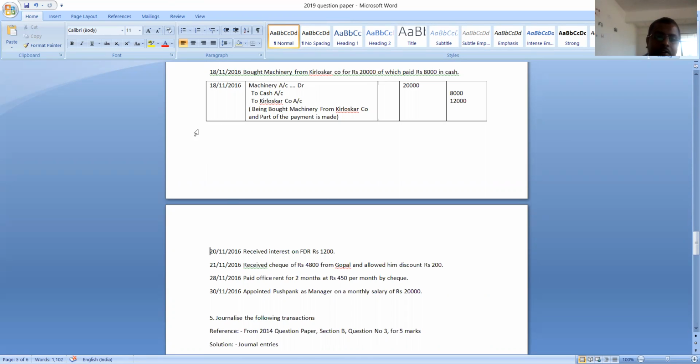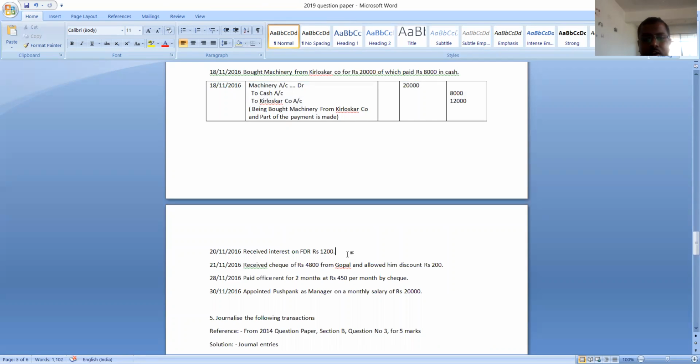One more very important thing is that you must be aware of how to enter the transactions in the book of journal. We have completed transactions till 18th of November 2016, that is, bought machinery from Kirloskar company for rupees 20,000, of which paid rupees 8,000 in cash. You should be careful. Here they purchased machinery for rupees 20,000 and paid rupees 8,000 cash. It means they need to pay 12,000. So what kind of transaction is it? It is partly cash and partly credit transaction.